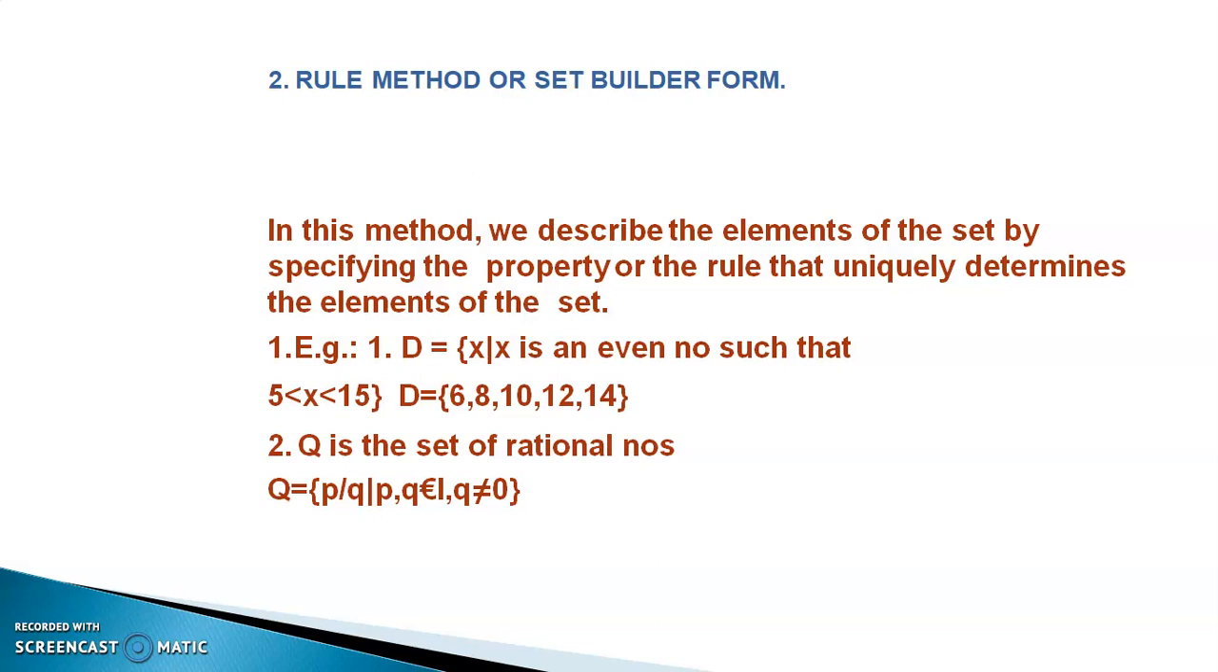In example 2, Q is a set of rational numbers which can be written in set builder form as Q equals to, put a curly bracket, p upon q, that vertical line you'll read as such that, p and q belong to I, that is integers, and q is not equal to 0. And read as Q is a set of all numbers in the form p upon q such that p and q are integers where q is a non-zero number.